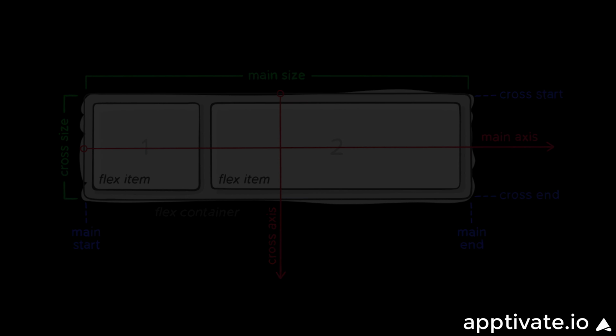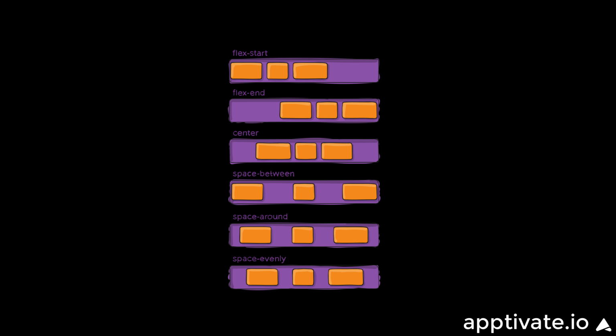Once you decide the direction, the next task is to decide how to distribute free space among the children. That property is called justify content. Flex start for justify content packs the children towards the start line. Flex end does the reverse. Justify content center places all the children along a centered line.